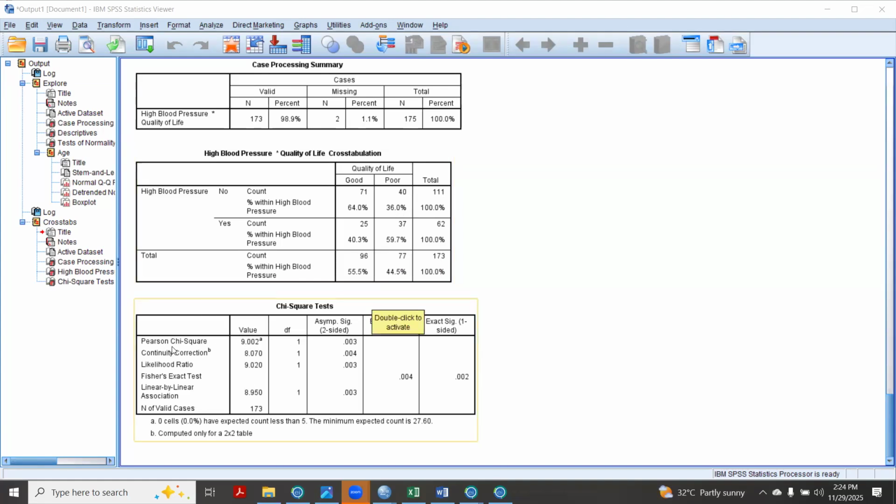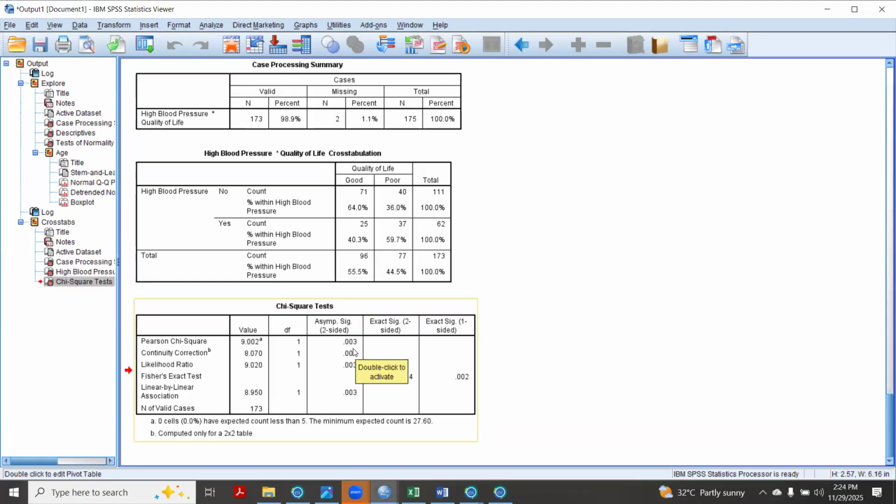You see that thing I told you, Pearson's chi-square. So SPSS gives you Pearson's chi-square, 9.00, p equals 0.003, which is lower than 0.05. So there's a statistically significant difference here, which shows that there's a significantly high poor quality of life among those that have high blood pressure. Good. So this is the chi-square.